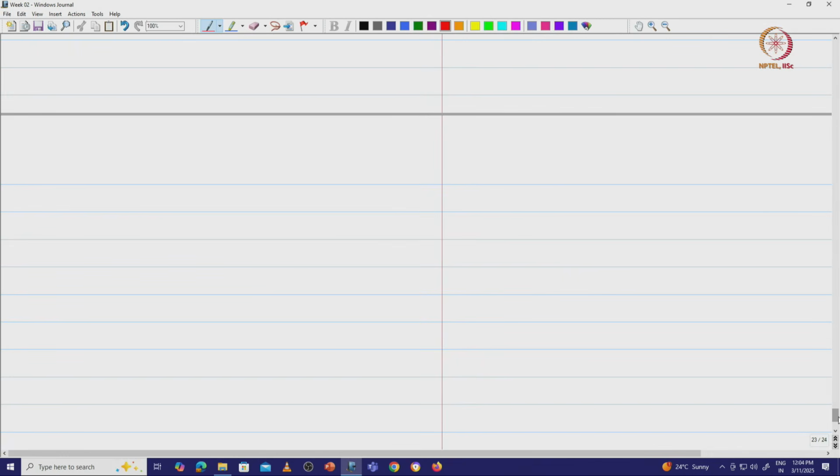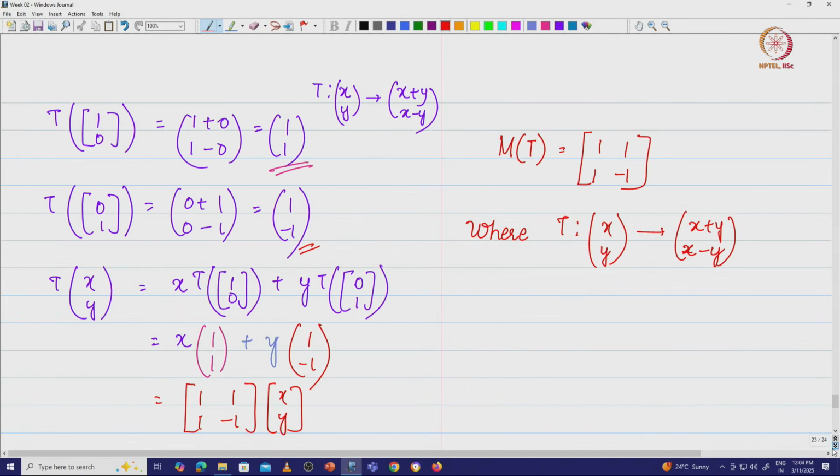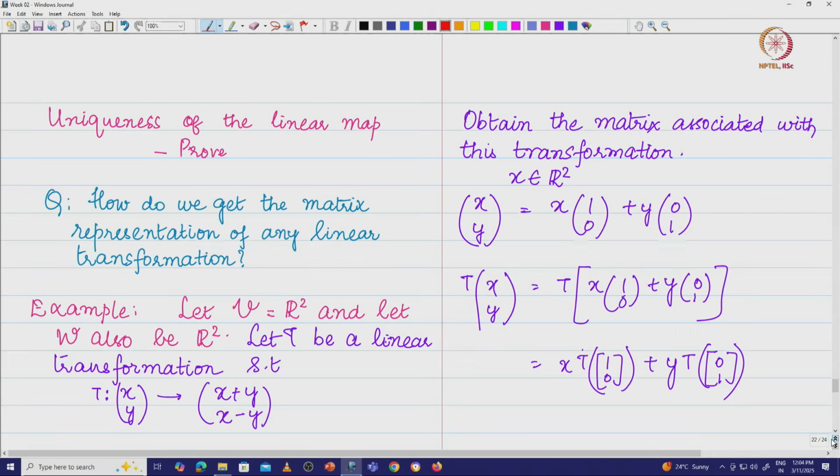In the last class we looked at this example. We had a transformation T which was taking any vector in R2 to another vector in R2, where the mapping was given by: you had a 2 component vector x comma y, and the transformation results in a vector whose first component was the sum of the 2 components of the input vector, and the second component was the difference of the first component and the second component of the input vector.